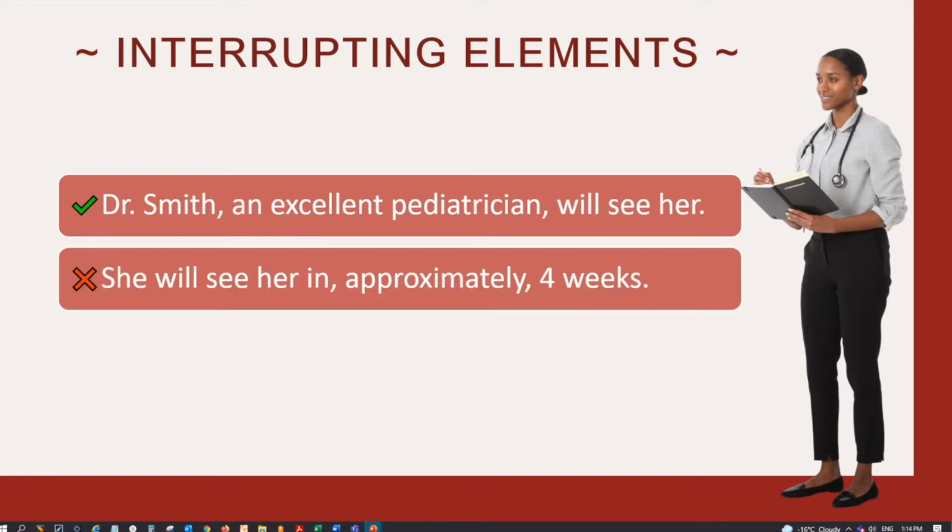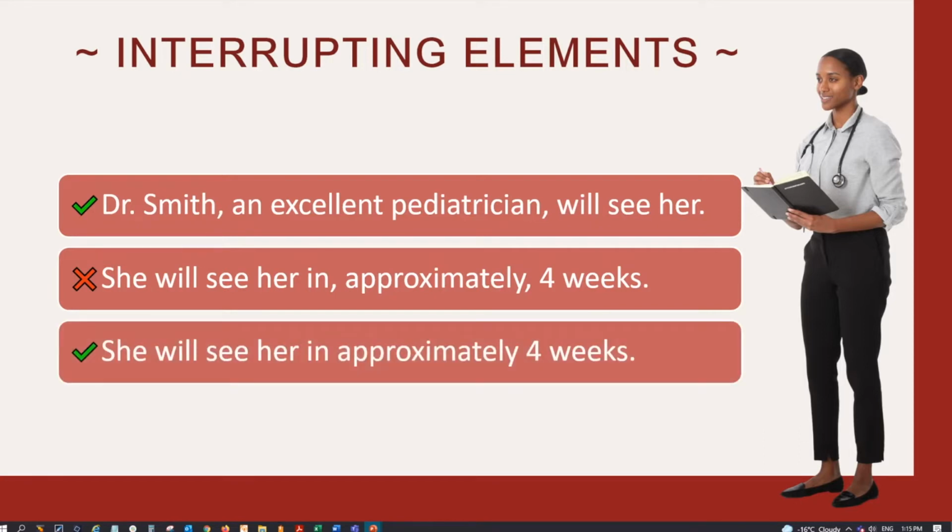So "she will see her in approximately 4 weeks." In this case, if we take "approximately" out, we do still have a complete sentence. "We will see her in 4 weeks," but the meaning has changed because there's a difference between seeing her in approximately 4 weeks and seeing her in exactly 4 weeks, right? So that would be essential to the meaning of the sentence. So we would not set it off with commas.